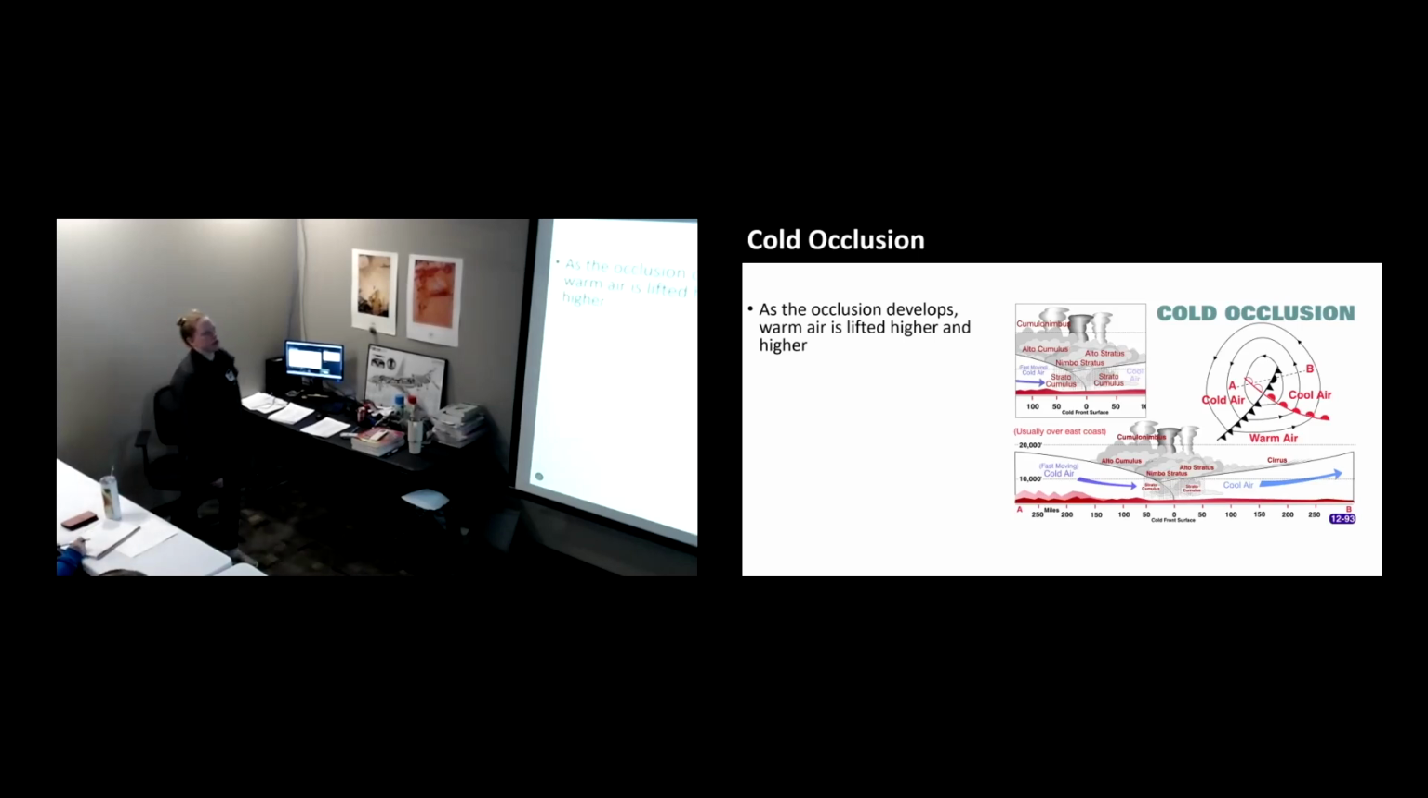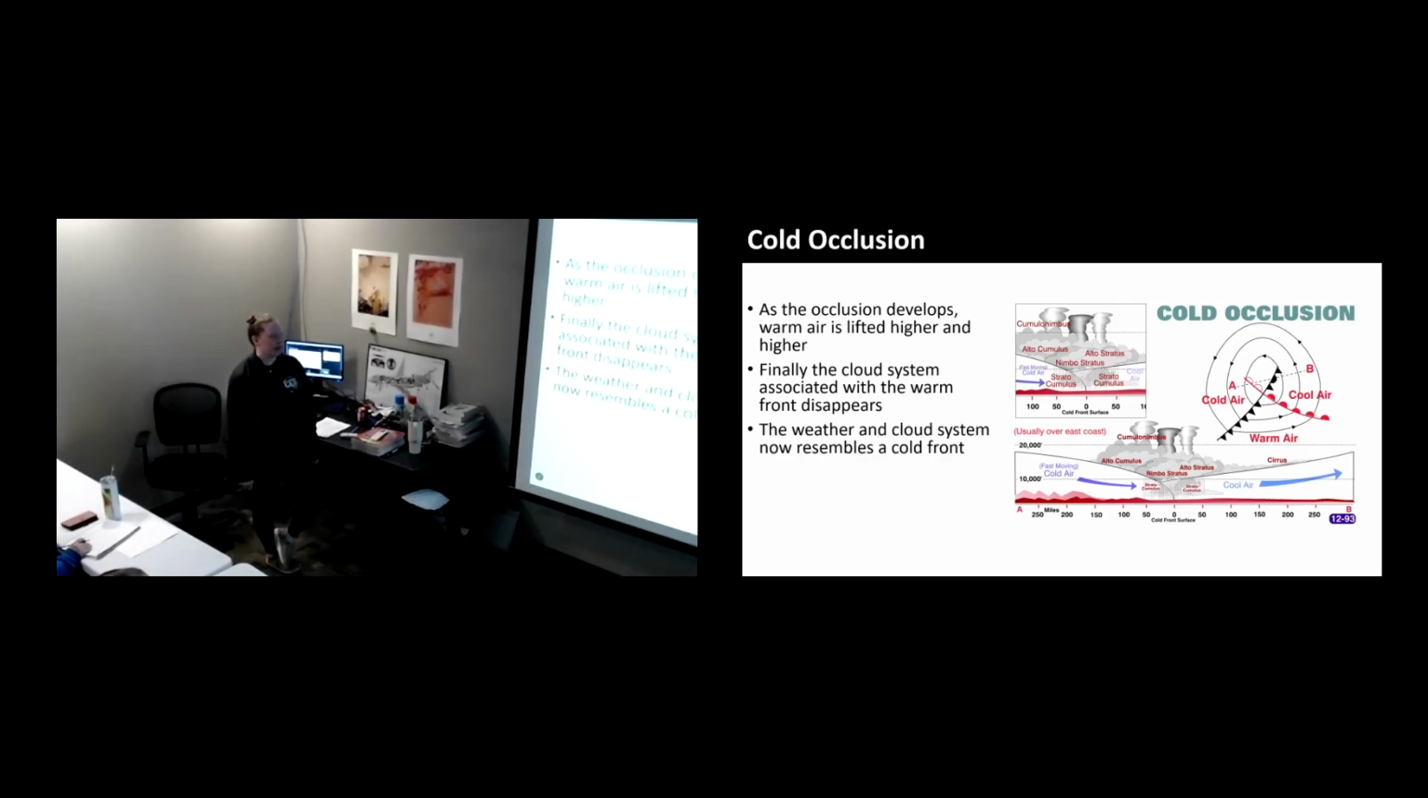As the occlusion develops, warm air is lifted higher and higher. Finally, the clouds associated with it disappear. The weather and the cloud systems now resemble a cold front.